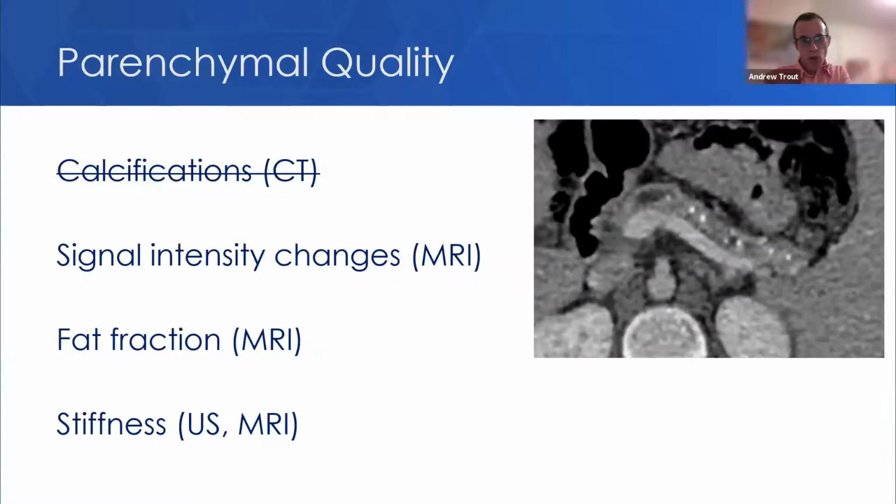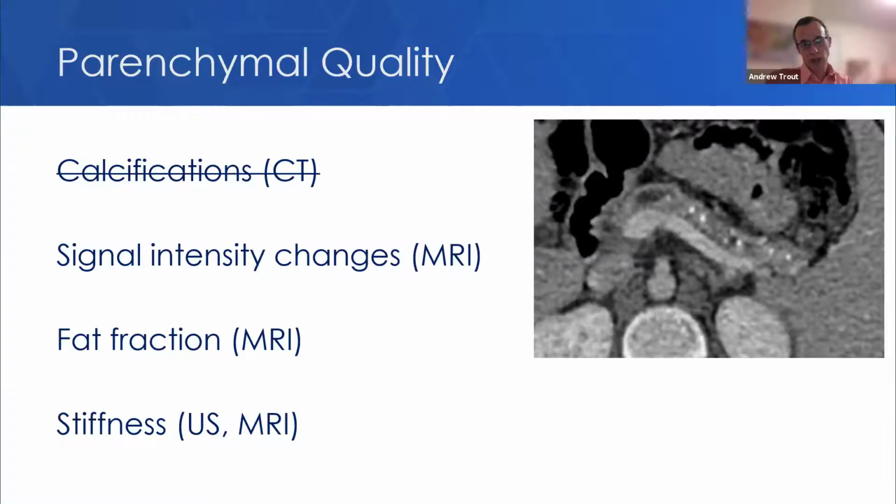So what about parenchymal quality? How much pancreas you have isn't the only question at hand. You want to know how good the pancreas you have is as well. Calcifications are a meaningful finding of chronic pancreatitis, and one might think that they would give us some assessment of how good the pancreas is, though it's not entirely clear that that linkage has been made yet. So no great data yet linking calcifications to function, at least that I'm aware of.